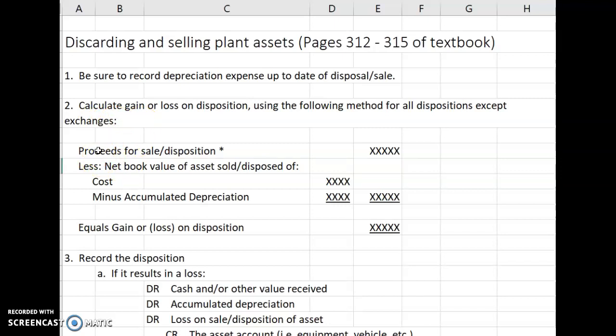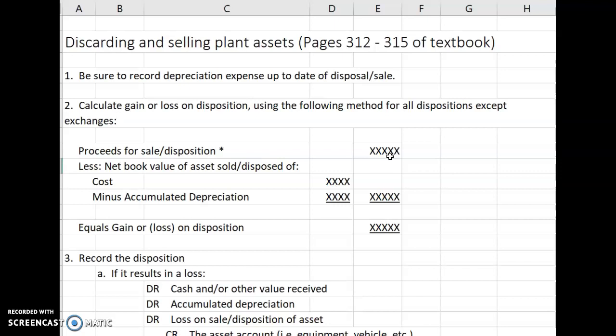So you need to first record the proceeds from the sale. That's usually the cash you got from the sale of the asset, but proceeds could be received in any form, such as another piece of land, or perhaps some services, or maybe relief of debt. All of those would count as proceeds from the sale of the asset.